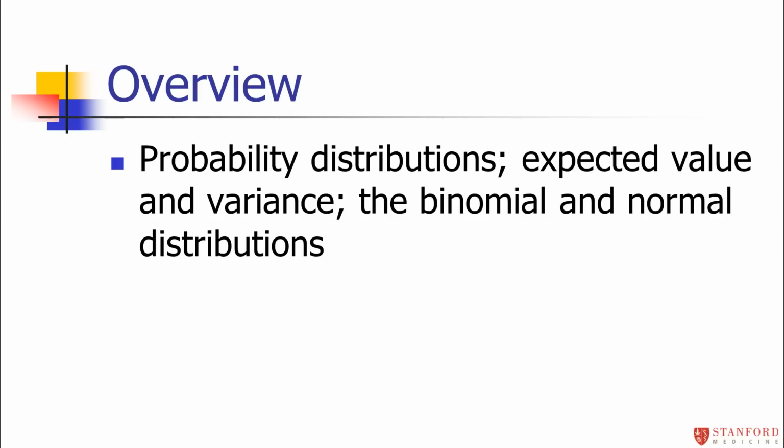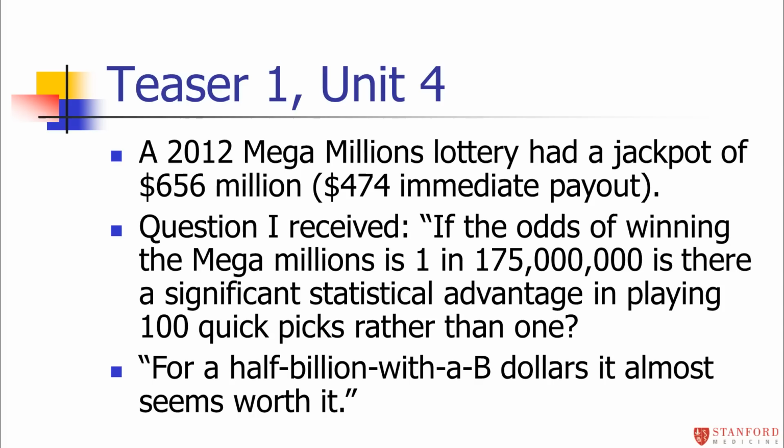normal distributions. So the first teaser for this week goes back to the lottery. We started talking about the lottery last week. It's a great problem when you're talking about probabilities. So in 2012, there was a particular lottery called the Mega Millions lottery that had gotten up to a record jackpot of $656 million. Now you could take that spaced out over 30 years, or you could instead take an immediate payout of about $500 million, but still a huge jackpot.